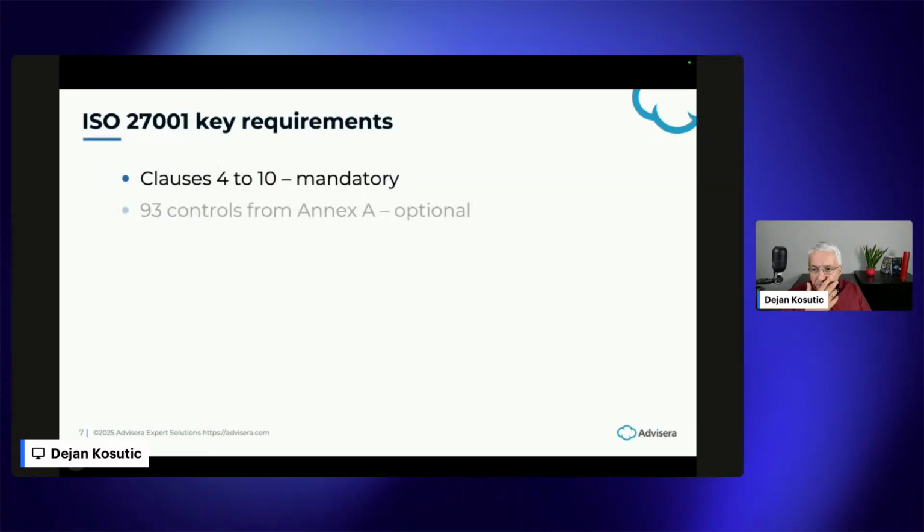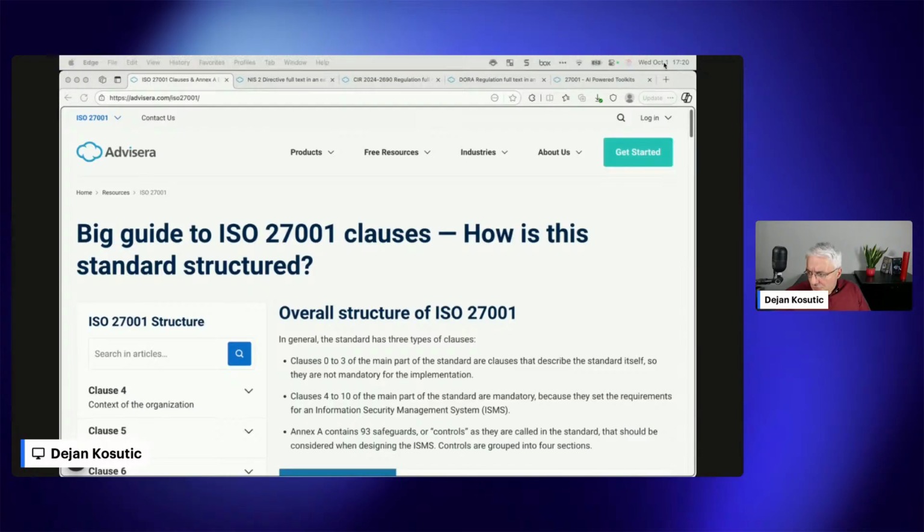So what are the key requirements for 27001? If you're not familiar, there are clauses 4 to 10, which are mandatory, and then there are 93 controls from Annex A, which are optional. So let me just share the screen very briefly to show you how this looks if you're not familiar.